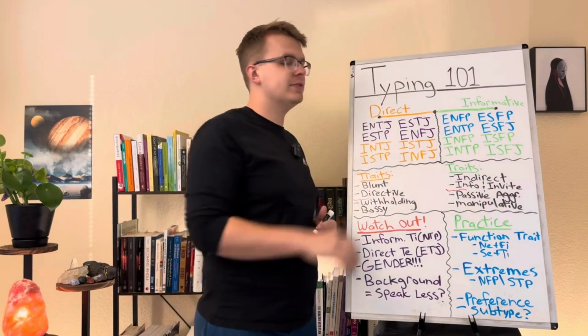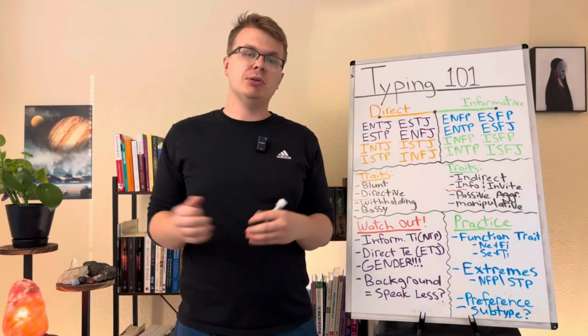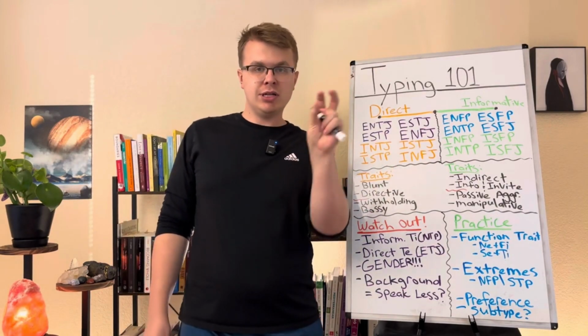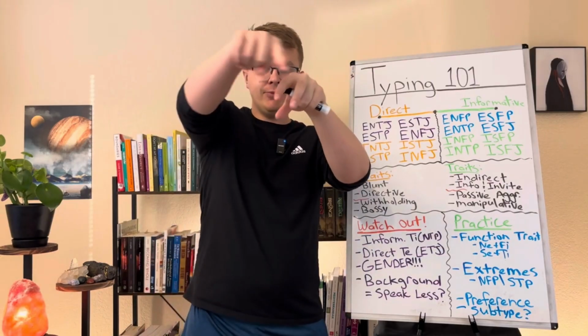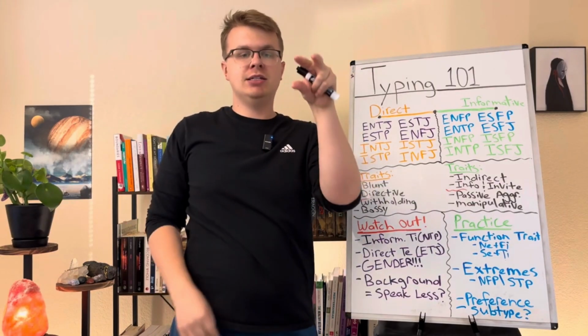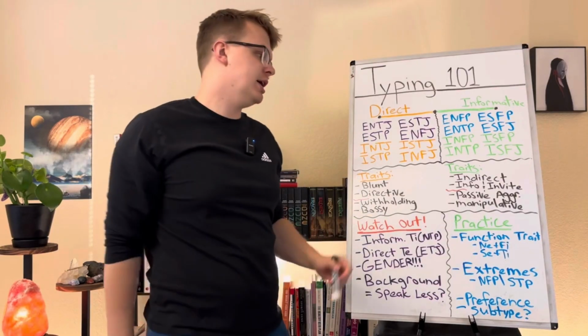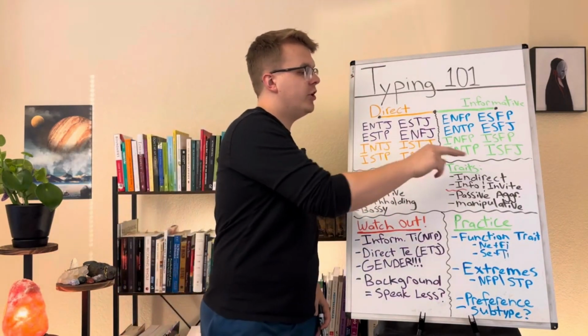Now, with the informative types, it is opposite and complementary to being direct. So they are indirect. When there's something to say, they will give information around the bush. They won't necessarily steer into the bush. They will beat around the bush, right? So they're indirect. It's info plus invite.